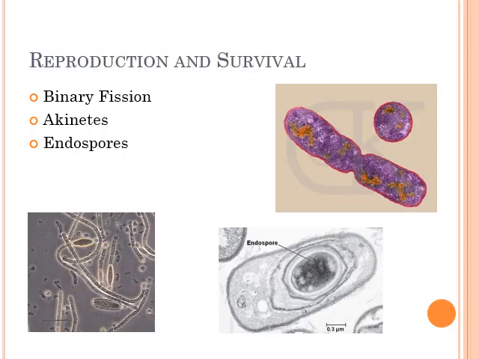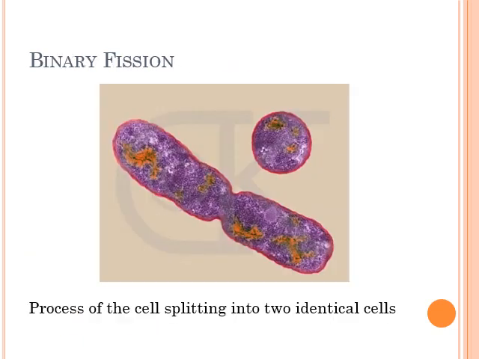Bacteria can reproduce and survive in several different ways, and I want to go over a few examples. When we're talking about reproduction, binary fission is how it works in bacteria. They split. This is the process of splitting into two identical cells. Now I'm going to split hairs. Split hairs here.